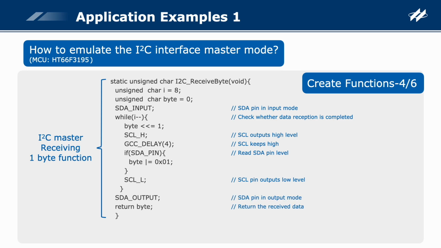During the SCL high level period, the slave will output a data level through the SDA pin, and the master will read the SDA level at the same time, so that the master will receive a bit sent by the slave, and this operation needs to be performed 8 times until the complete 1 byte is received, indicating that the data reception is completed. Then the master controls the SDA pin to output mode and returns the received byte.